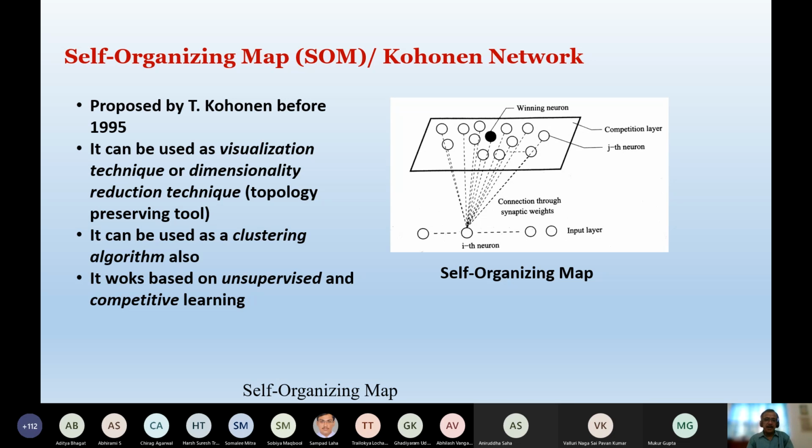On the input layer, we have higher dimensional data, say 10 dimensions. And on the competition layer, we have either 2 dimensions or 3 dimensions. So from these 10 dimensions, I want to map to either 2 or 3 dimensions for the purpose of visualization. Now, how to do this mapping?